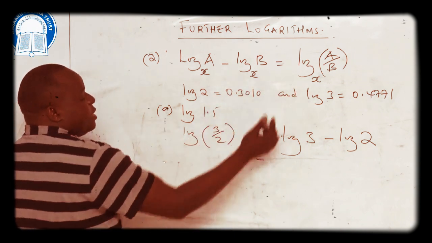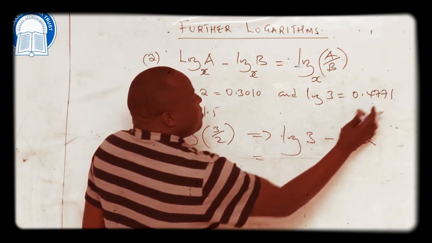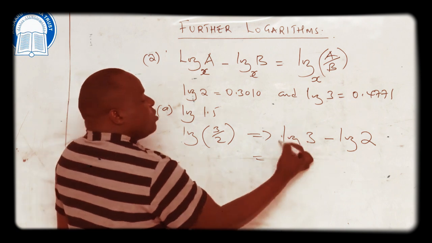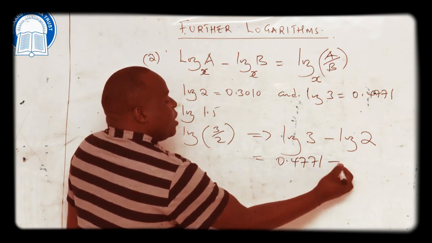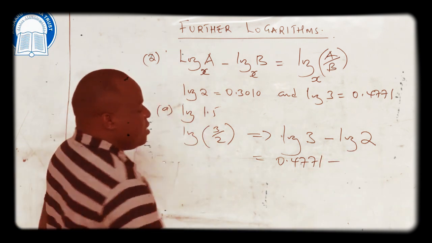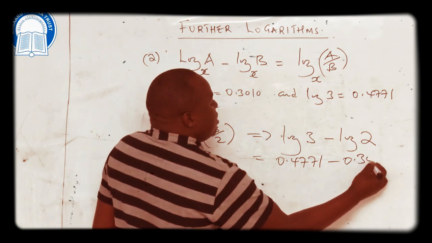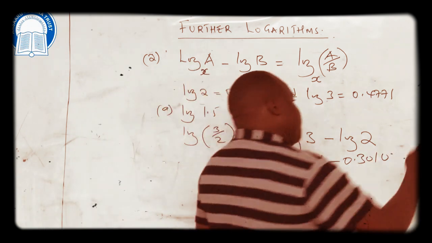Now when you're simplifying, substitute the values. Log 3 is the same as 0.4771, so where there is log 3, I'll write 0.4771. Then log 2 is the same as this, I'll write 0.3010. Then again subtract this value.